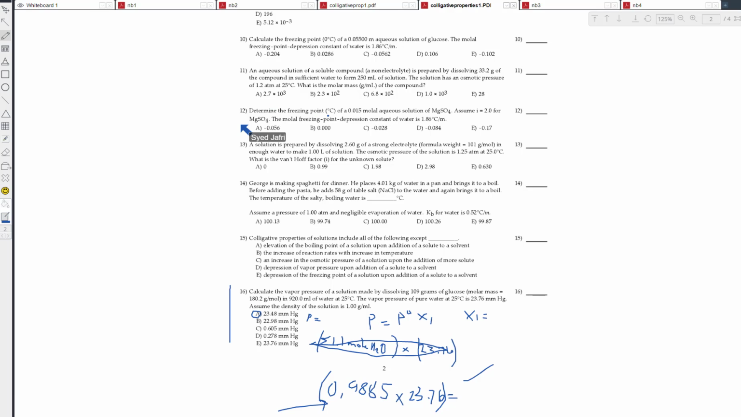Number 12. Determine the freezing point, delta C. So the freezing point is TF. Mole. All right. Sorry. No problem. Determine the freezing point of a molal aqueous solution of this. Assume i is 2.0. Okay. So we have. Okay, I'm going to use this space over here, okay? Okay, you can use.